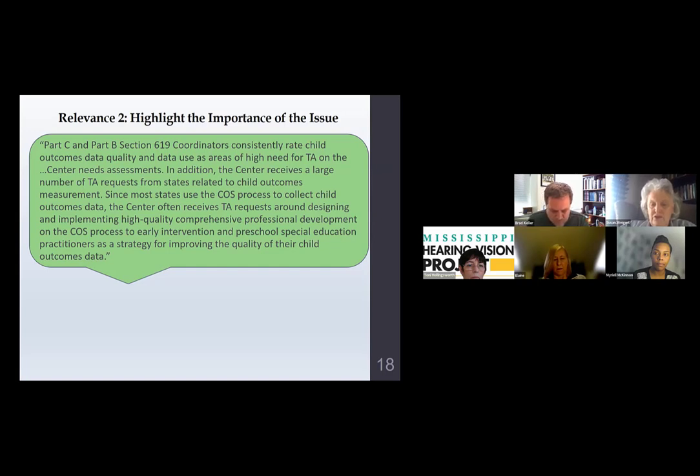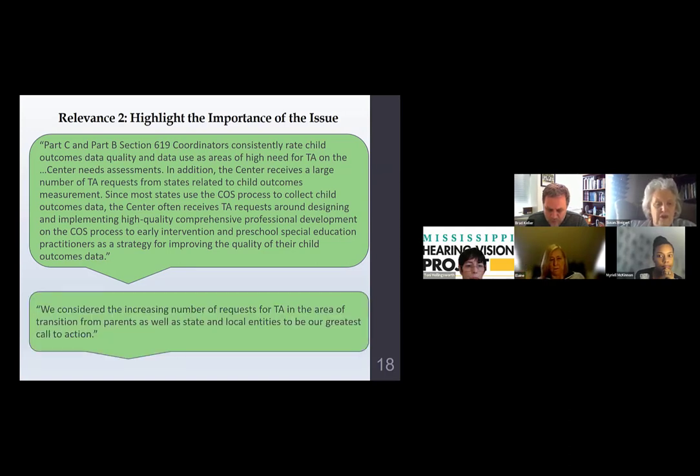Since most states use the COS process to collect child outcomes data, the center often receives TA requests around designing and implementing high-quality, comprehensive professional development on the COS process to early intervention and preschool special ed practitioners as a strategy for improving the quality of their child outcomes data. And finally, we considered the increasing number of requests for TA in the area of transition from parents, as well as state and local entities, to be our greatest call to action."